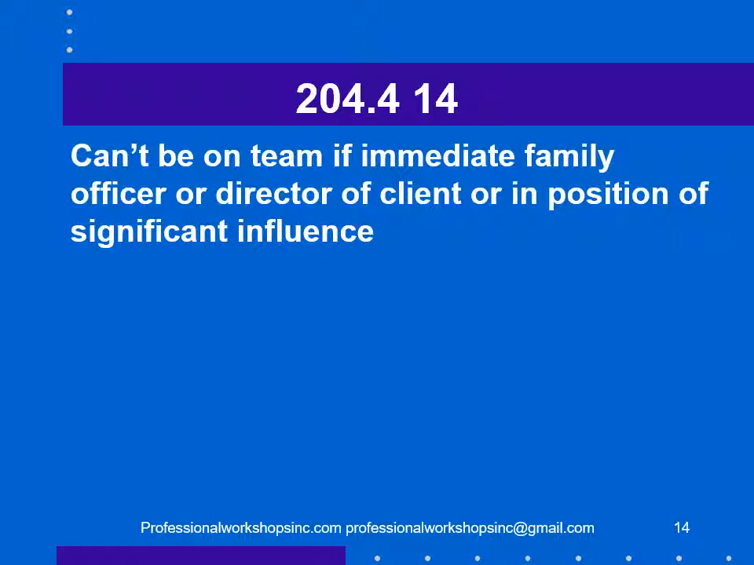And you can't be on the team if your immediate family is an officer or director of a client or in a position of significant influence. And I sometimes wonder about how you would know about certain of these things. In this situation, if you're doing an audit or review, you should know who the officers or directors or people in positions of significant influence are. And if they're part of your immediate family, spouse or dependents, well, probably not a dependent, it's probably only about your spouse. So you should know whether your spouse is an officer or director of a client, and then you can't be on the team.